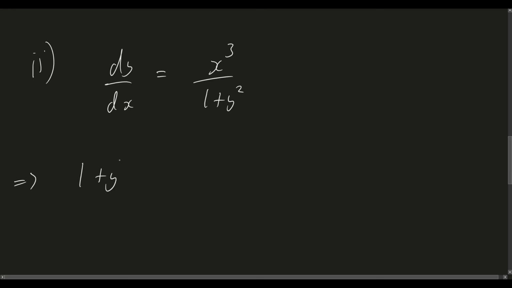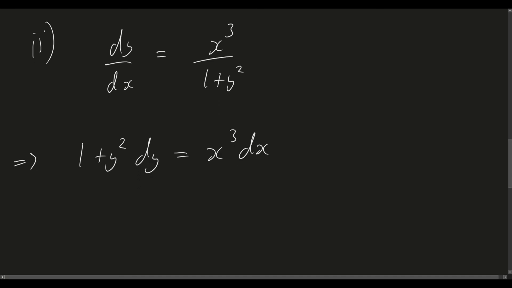All right, so let's have a quick look at our second problem here. Again, it isn't anything too crazy just yet. So we'll have dy on dx is equal to x cubed over 1 plus y squared. So we can pretty quickly rearrange this to separate our variables. And what we get when we do that is just 1 plus y squared dy is equal to x cubed dx.